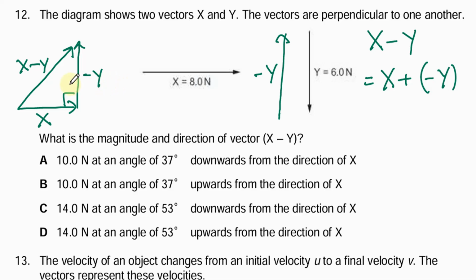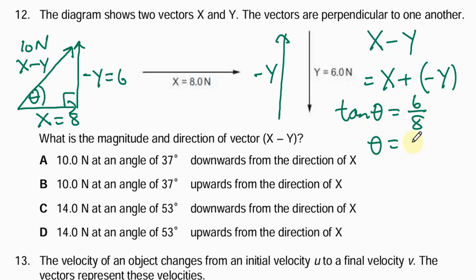We can use Pythagoras to find x minus y. We know that y is 6 and x is 8. Then x minus y using Pythagoras will give us 10 newtons. We can find this angle here. We know that the tan of theta will be 6 over 8. And we can do this on a calculator. Shift tan of 6 over 8 will give us an angle of 37 degrees.